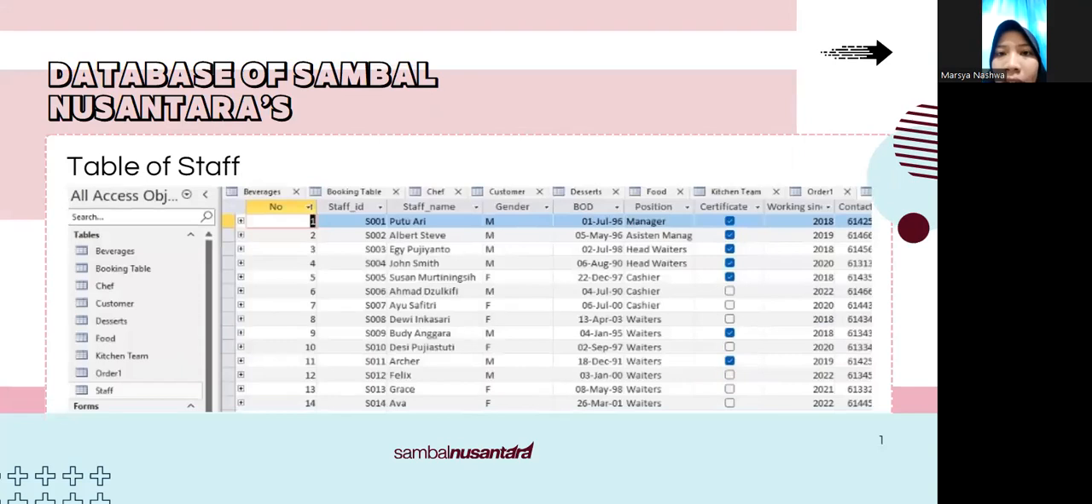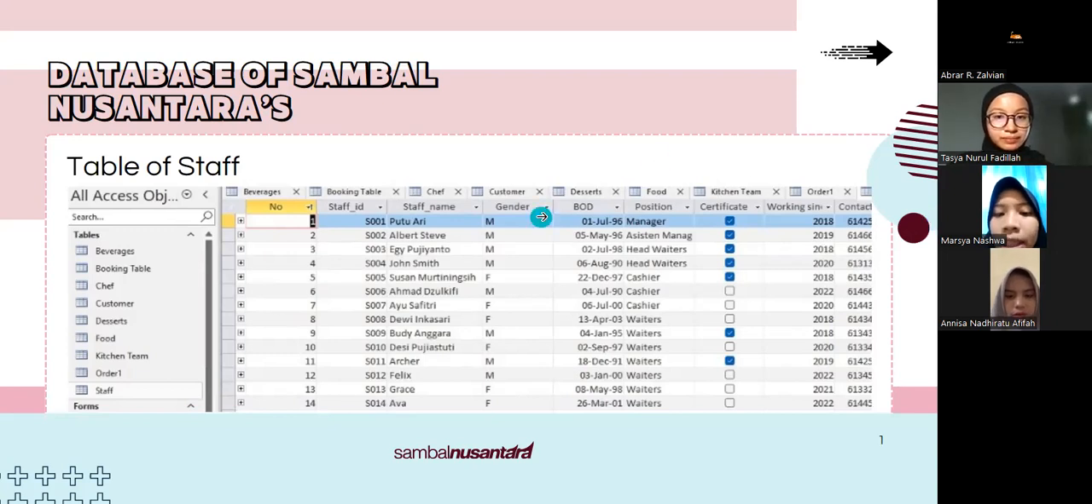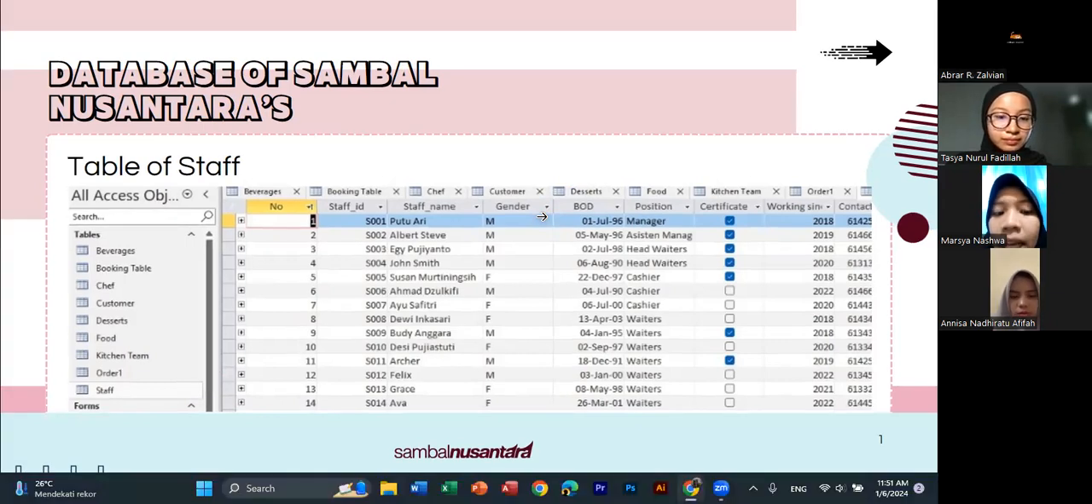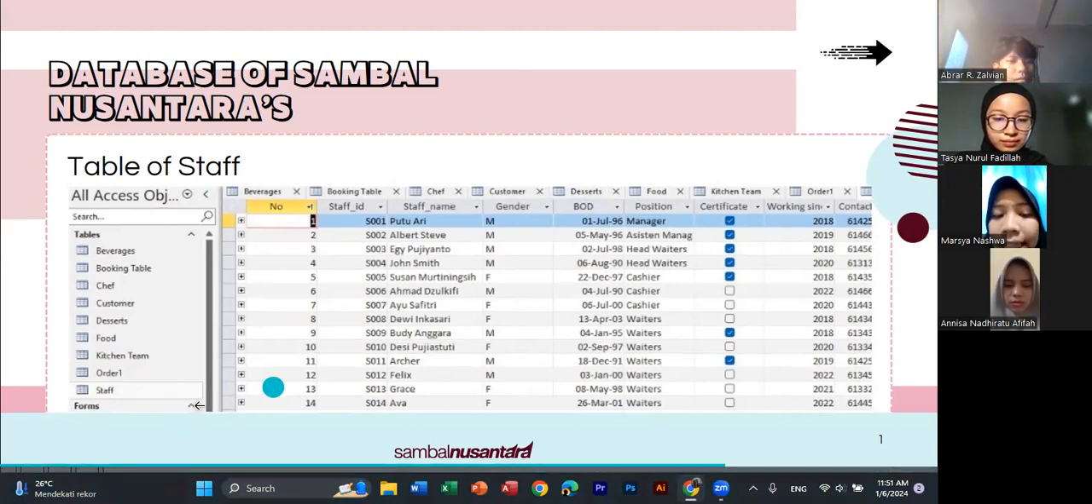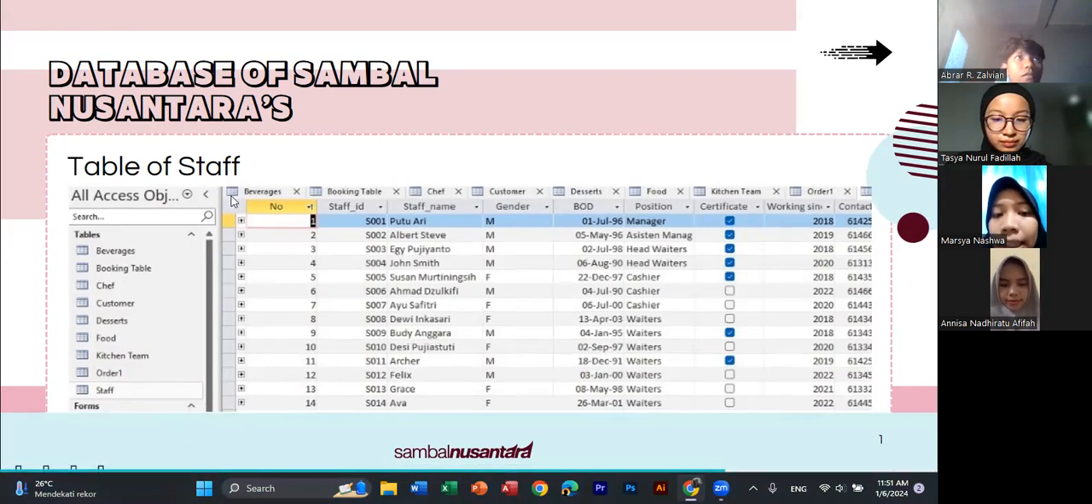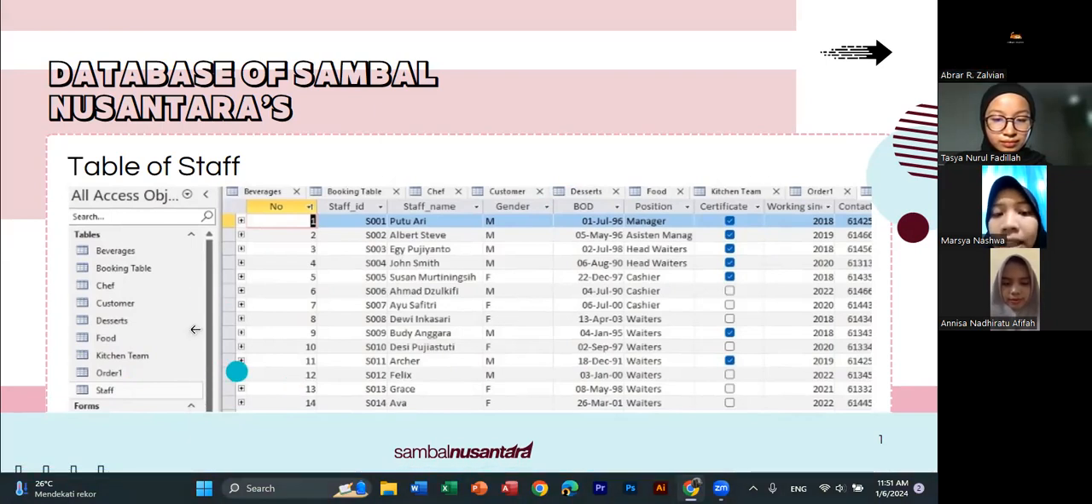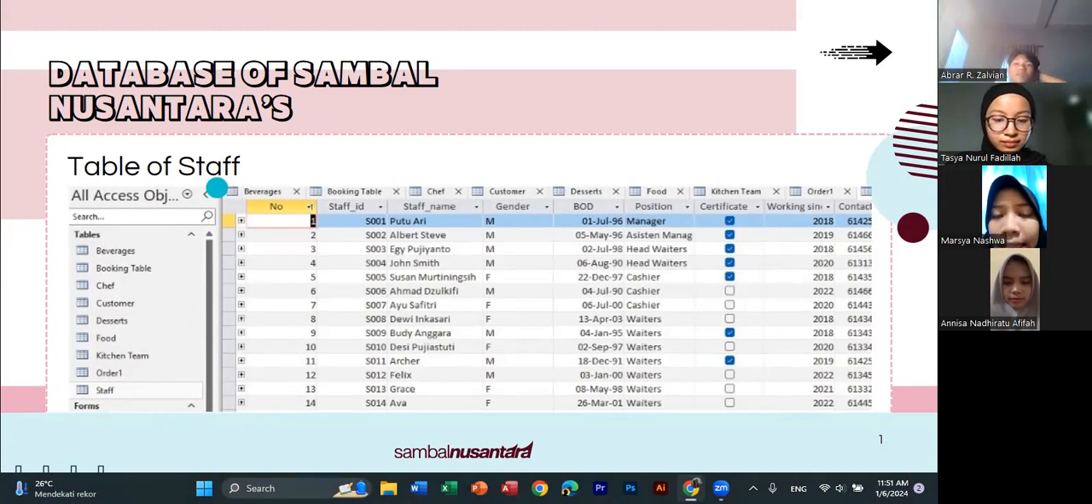Thank you. Okay, thanks, Tasya. I'm explaining the table of staff. In staff table, we need the information about staff name, staff ID, gender, phone number, address, email, certificate, and position. With data field types: staff name, address, phone number, and position are short text, email is hyperlink, certificate is yes or no data field, gender is short text with one letter that can be filled in, and staff ID is 5 characters in L999 format, where data can be filled in with 1 letter and 3 numbers, and the last is a number data field. Next.